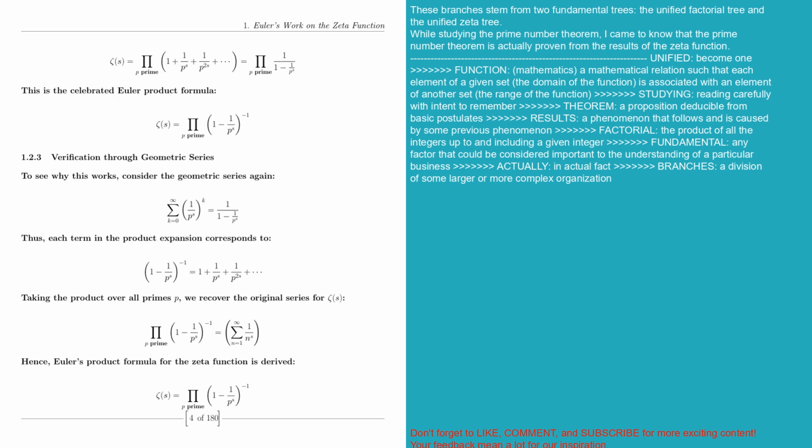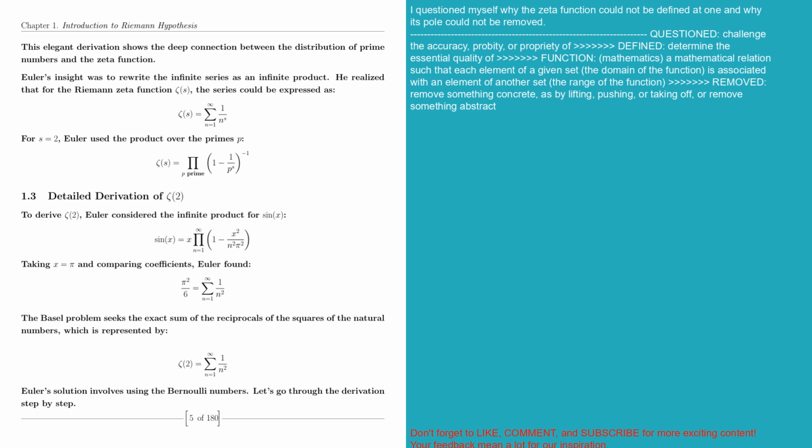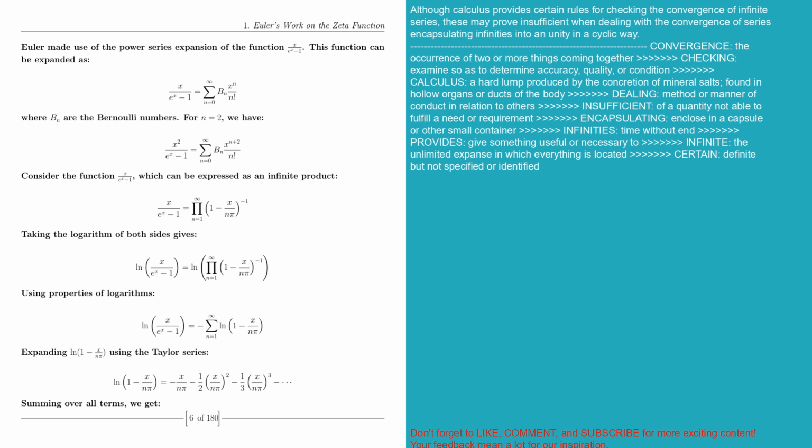While studying the prime number theorem, I came to know that the prime number theorem is actually proven from the results of the zeta function. I questioned myself why the zeta function could not be defined at 1 and why its pole could not be removed. Although calculus provides certain rules for checking the convergence of infinite series, these may prove insufficient when dealing with the convergence of series encapsulating infinities into a unity in a cyclic way.